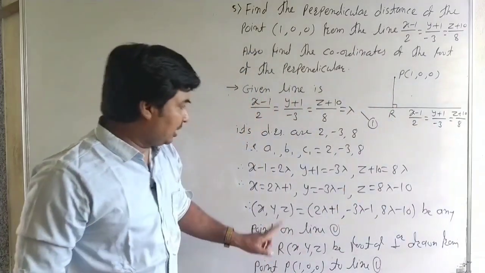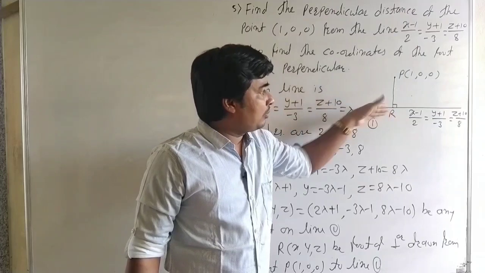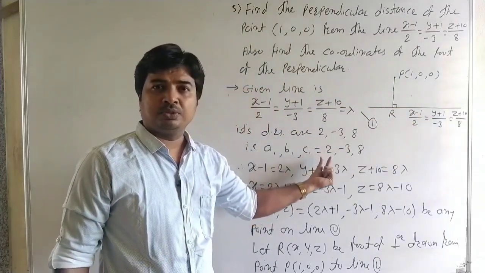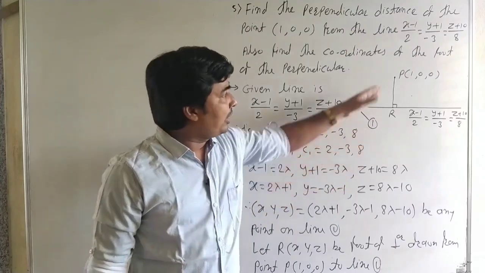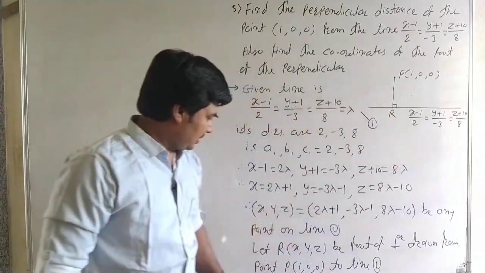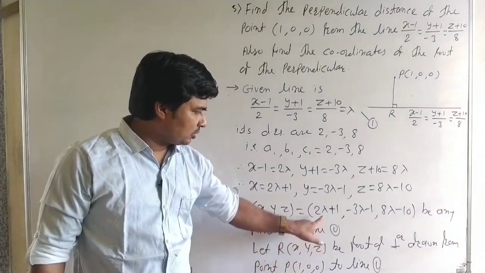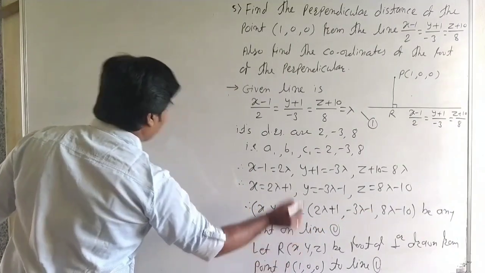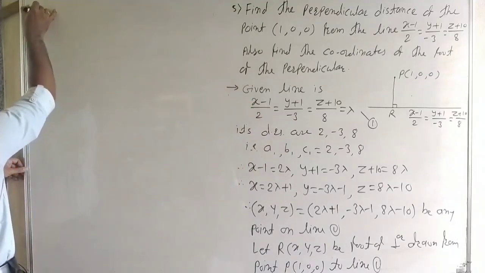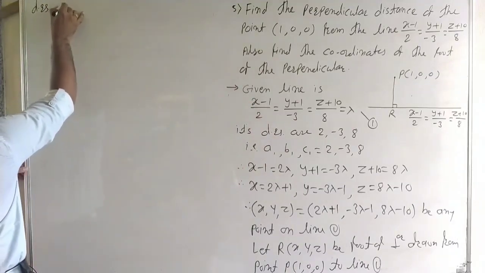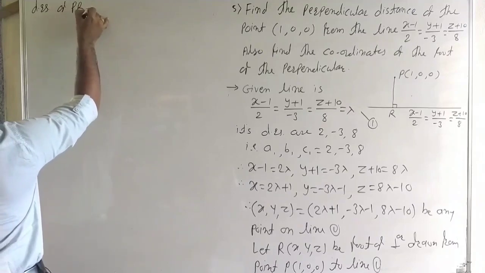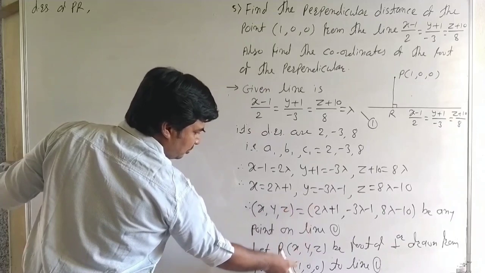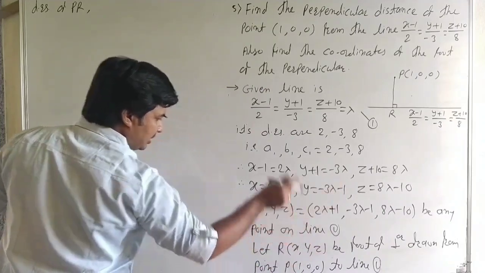Therefore we know PR is perpendicular to the line, and the direction ratios of the line are given. Now we find the direction ratios of PR. Here it is P and it is R, x comma y comma z. Therefore direction ratios of PR: it is P and it is R, x2 minus x1, y2 minus y1 and z2 minus z1.